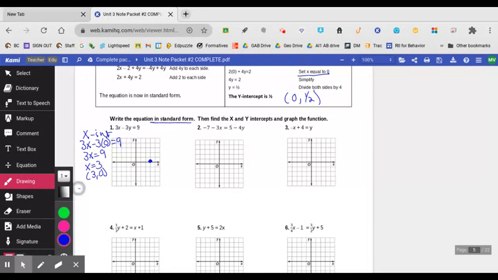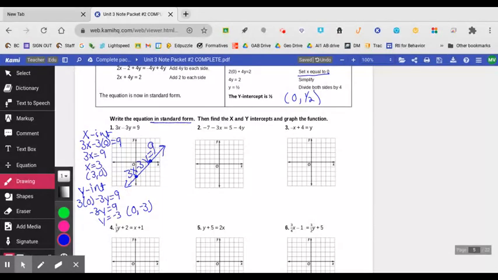The y-intercept I find by making x 0. So that's 3 times 0 minus 3y equals 9, which then becomes negative 3y equals 9, which gives me y equals negative 3. So that's the point 0, negative 3. I can then graph that by just connecting those 2 points, and I write the equation on the line.